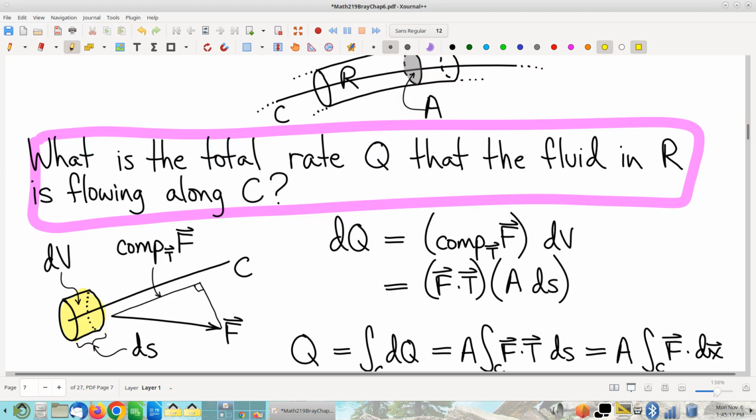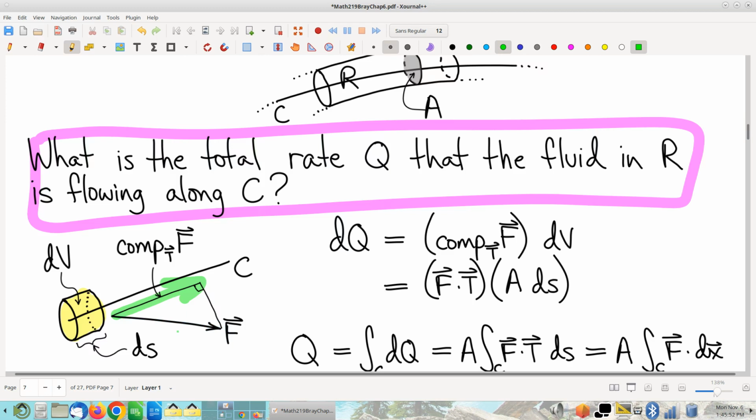Now the fluid is flowing. The fluid has some velocity, something like that. But again, we're not interested in how the fluid is flowing overall. We're interested in to what extent the fluid is flowing along the curve. So all we care about is its component in the direction the curve is going, in other words, in the tangent vector direction, the T direction.